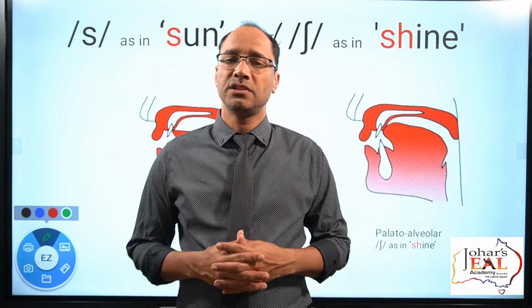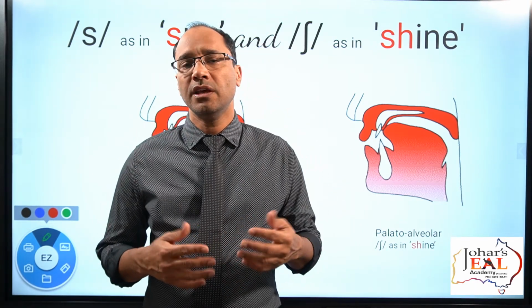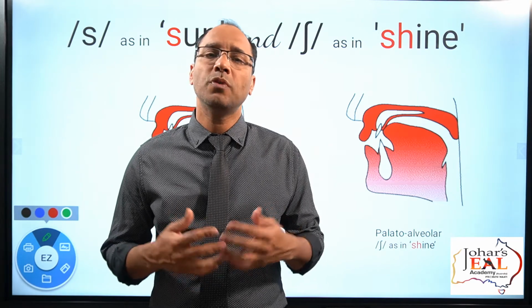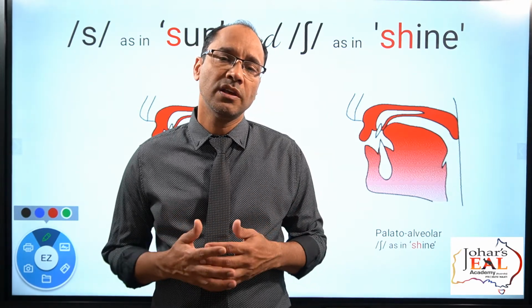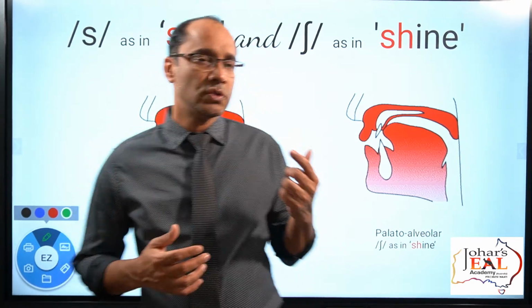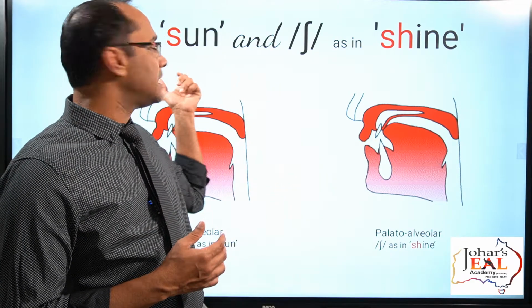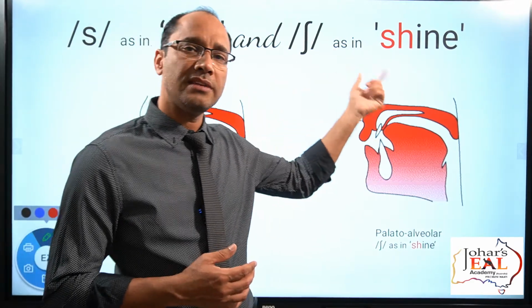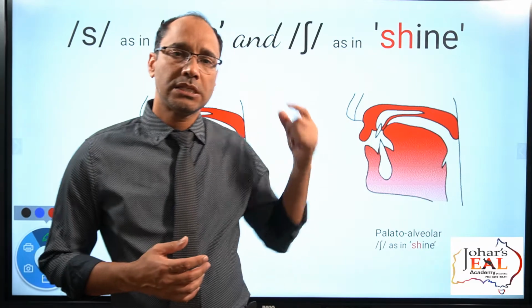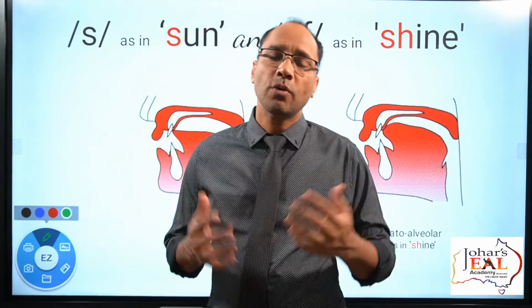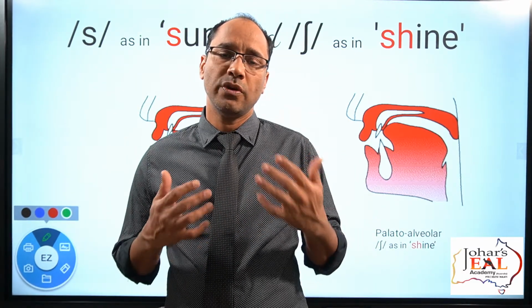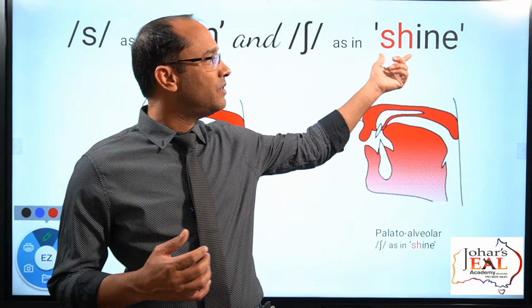Hello viewers, this is Raj from Johar's EL Academy, and today we are going to discuss two important consonant sounds in English. These two sounds are S as in sun and Sh as in shine. So, S and Sh. Many students have issues with these sounds, and especially with this sound.